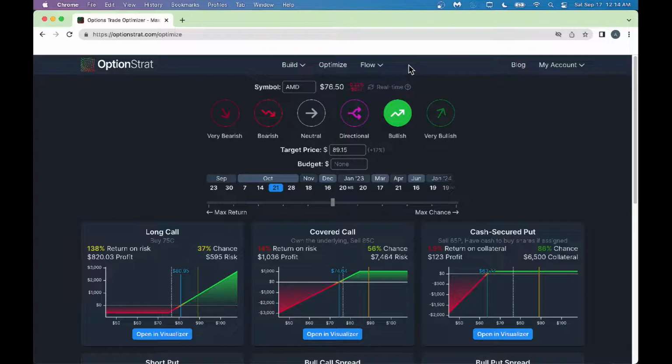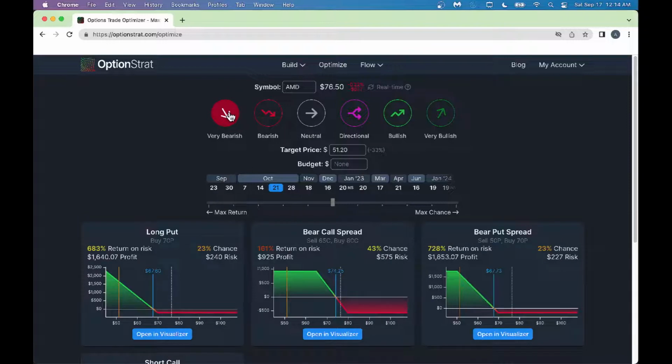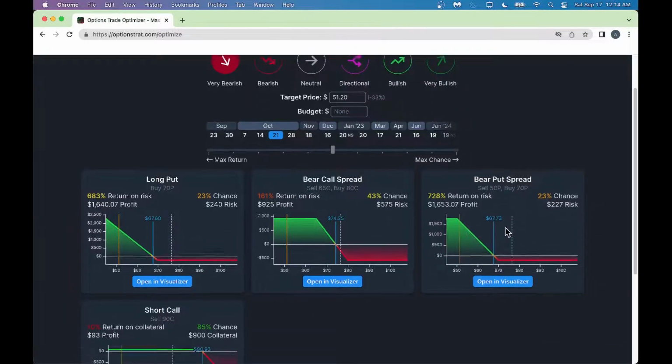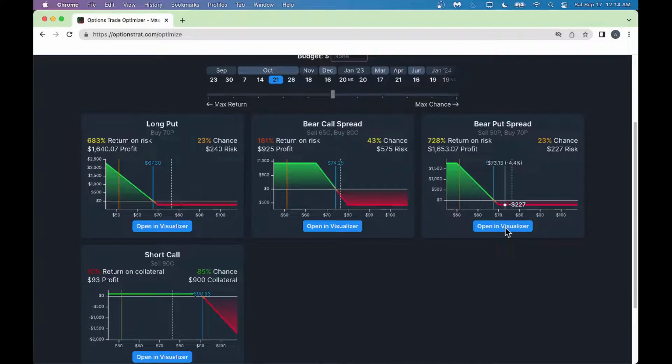And look, depending on your direction of the market, if you think you are bearish on AMD here, this will suggest some strategies. You are bearish, you can do long put, you can do bear call spread, you can do bear put spread. And we have a few more strategies, as you can see here. And Optionstrat very nicely gives you the chance of profitability here, 23%.